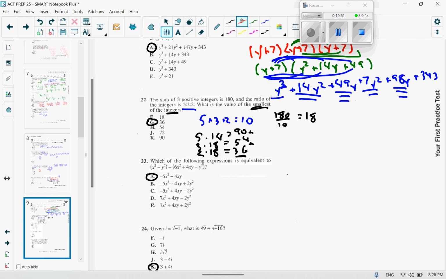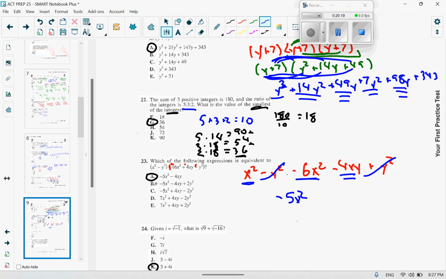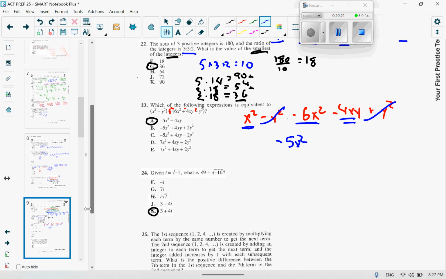33, we are subtracting two polynomials, so you have to keep, change, flip. All these signs get flipped. So I now have x squared minus y squared minus 6x squared minus 4xy plus y squared. And it's just a matter of combining like terms. Simplified out, x squared minus 6x squared is negative 5x squared. And then I just have this right there. So that's why letter A has to be my answer.